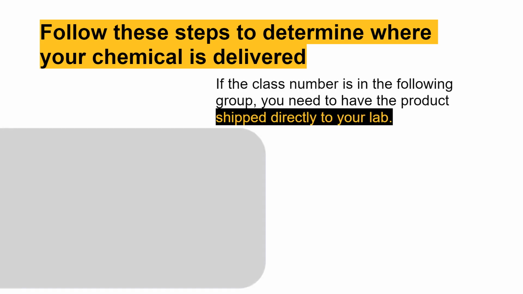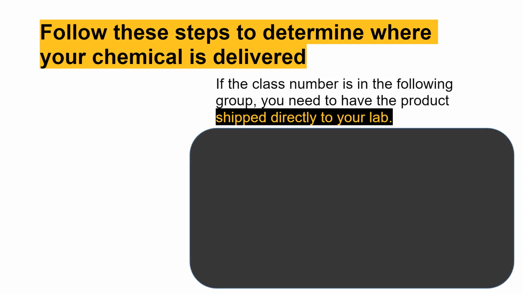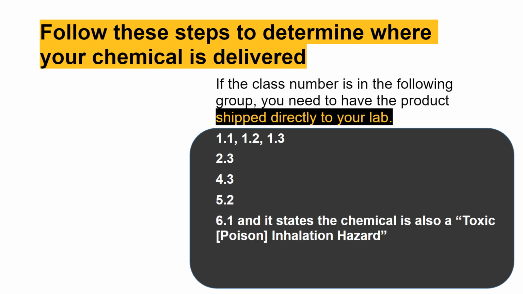4. If the class number is in the following group, you will need to have the product shipped directly to your lab: 1.1, 1.2, 1.3, 2.3, 4.3, 5.2, 6.1, and it states the chemical is also a toxic poison inhalation hazard.